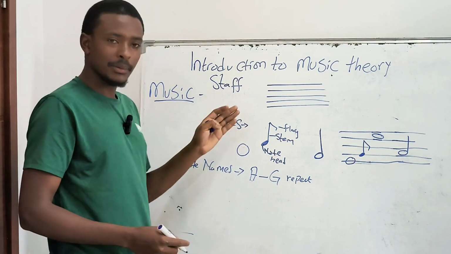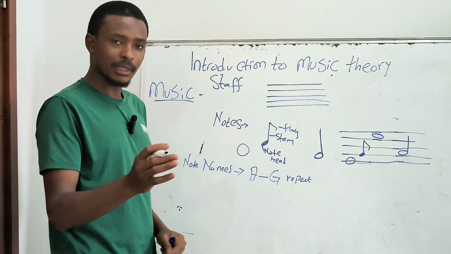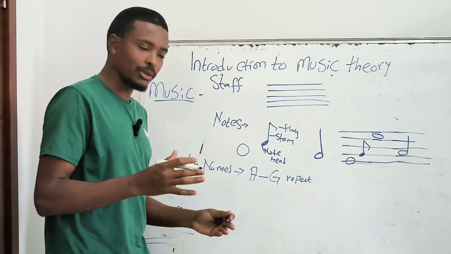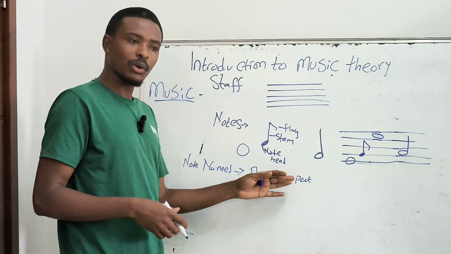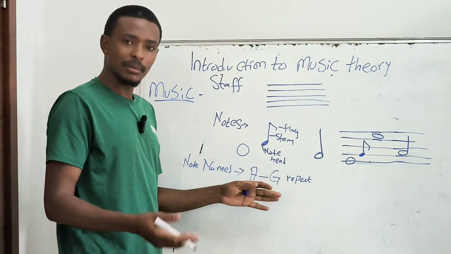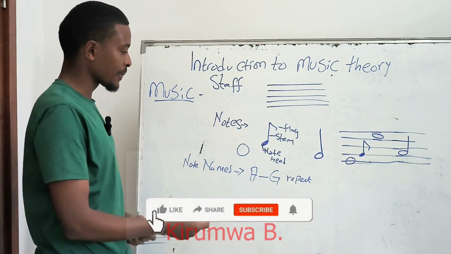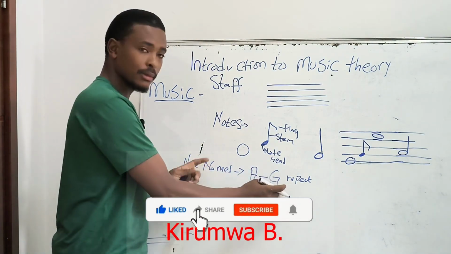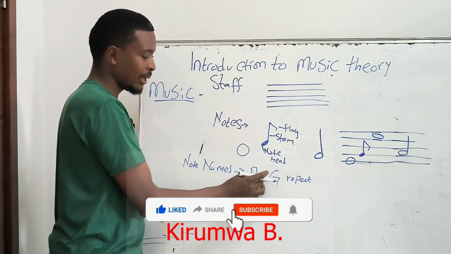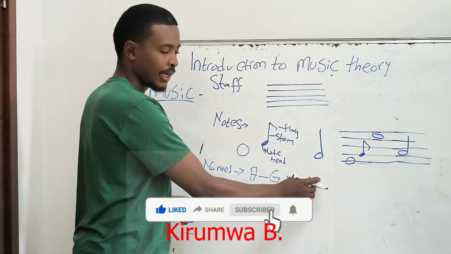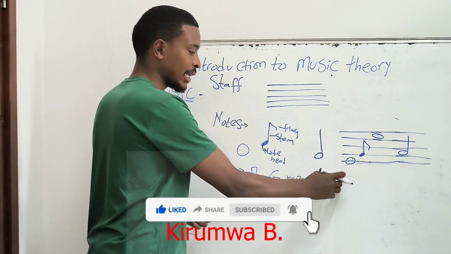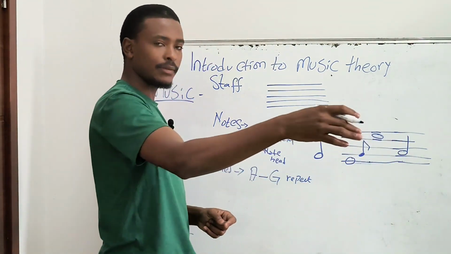Remember that your music starts from left to right, and you don't go back, unless you are using some musical repeat marks. That's just to show you that you should repeat somewhere. So move from left to right. So you go A, B, C, D, E, F, G. Then you start again A, B, C, D, E, F, G.